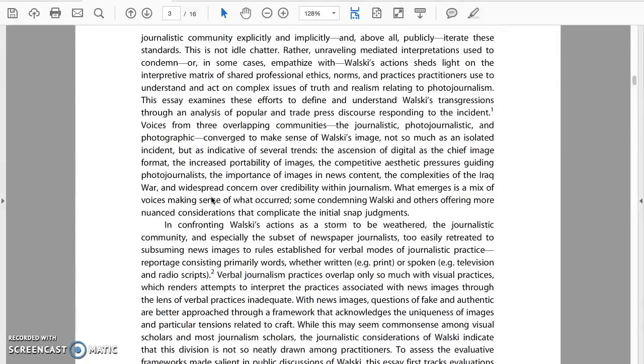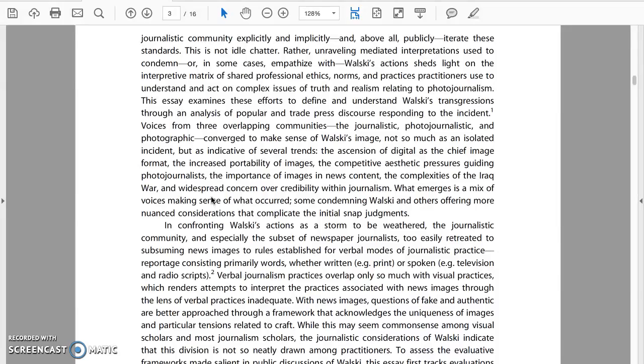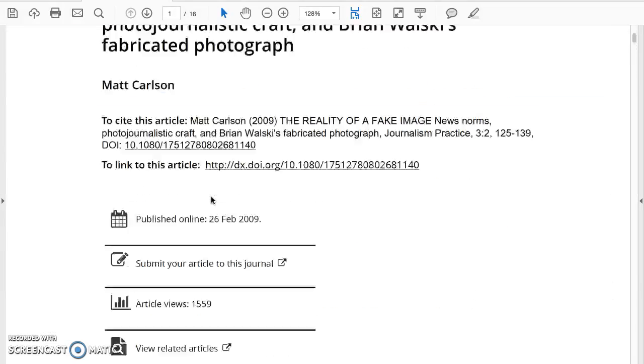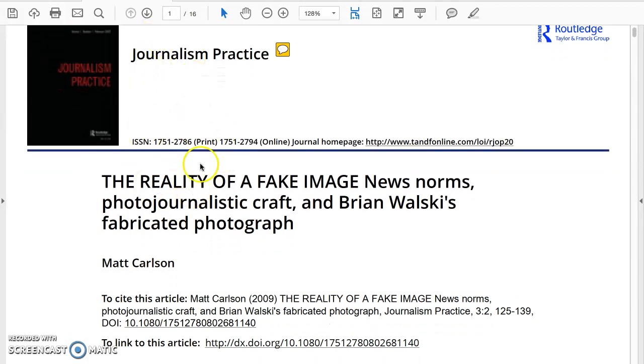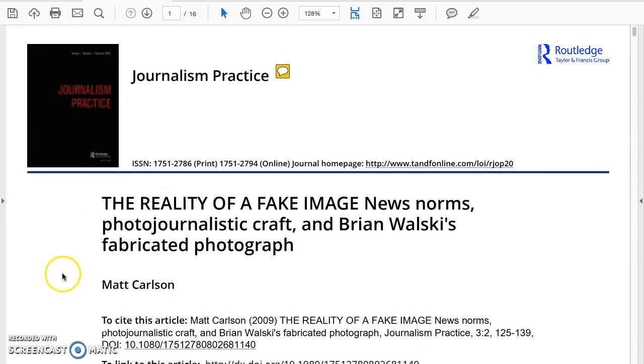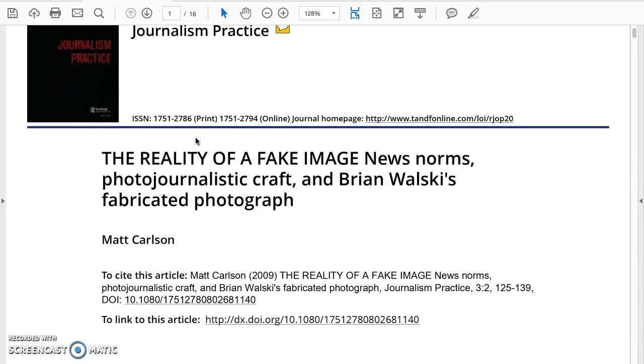And so with APA, there's also a title page which includes the author's name, the title, and its affiliation. So this is basically the title page and kind of where the source comes from. It comes from the Journalism Practice book.